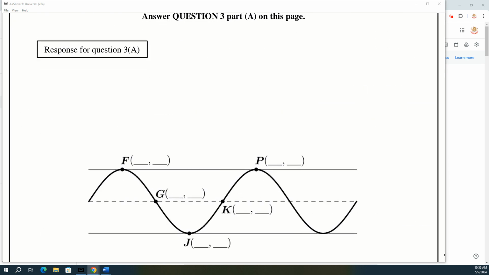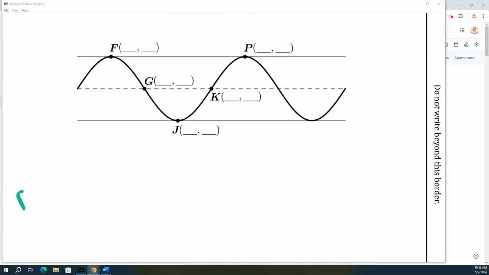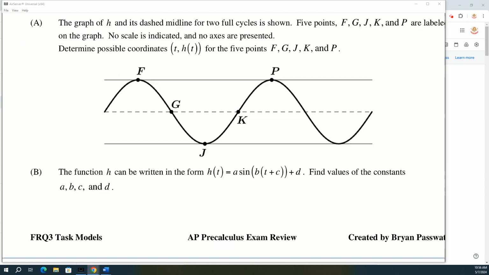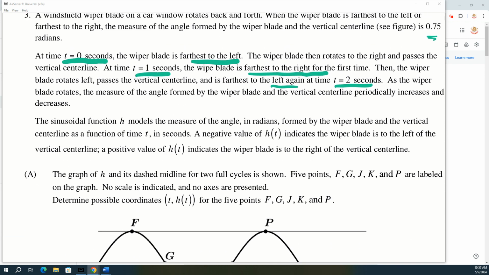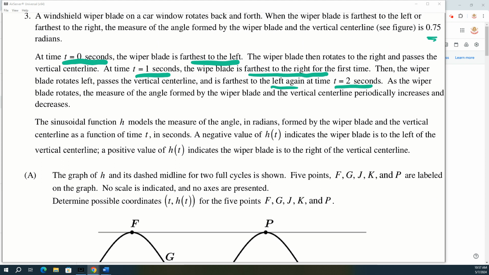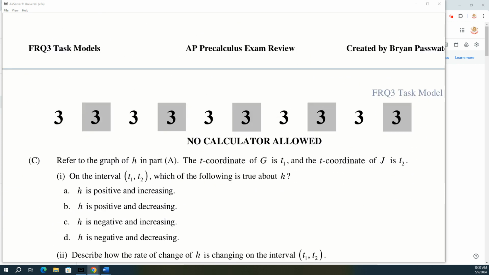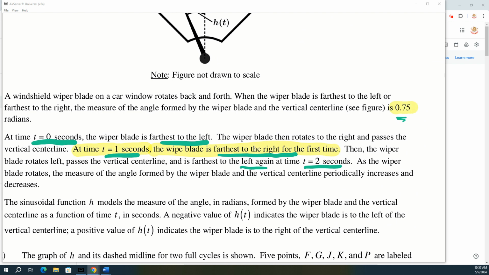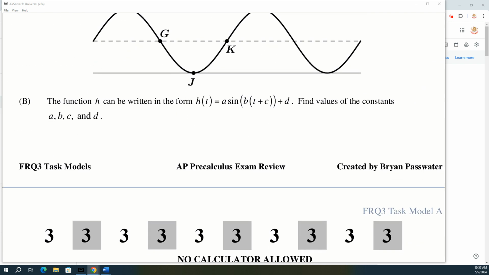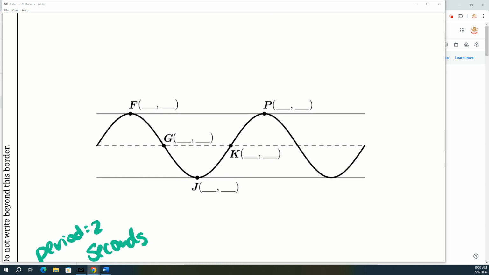I'm gonna jot that down. It's not something that they'll grade, but it's helpful when we're figuring this out. All right. And so they give us exactly what we need to get an ordered pair for F. When it tells you that at 1 second is furthest to the right for the first time, furthest to the right is going to be when that angle is the largest. That's going to be a maximum. And then the maximum angle is going to be 0.75. So what does that mean that the ordered pair for F is going to be?